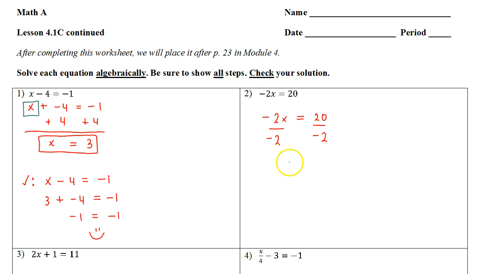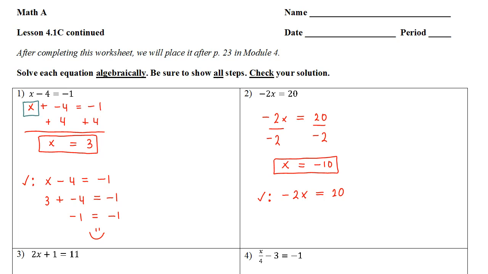On the left side, negative 2 divided by negative 2 is positive 1, so that will leave me with x. And on the right side, 20 divided by negative 2 is negative 10. So we've isolated the variable on the left side. We know that x is negative 10, or we think it's negative 10, and we're going to check our solution to make sure that it works in the original equation.